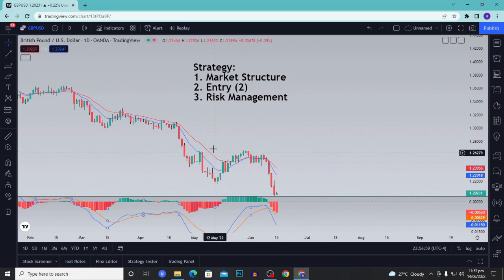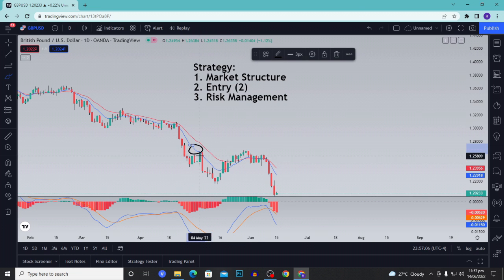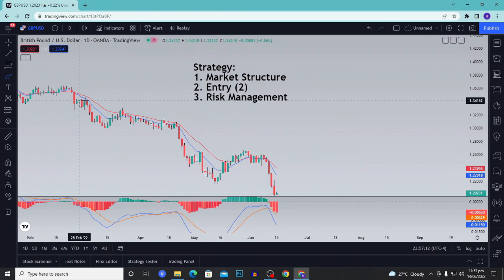So for the EMAs, we have the 20 EMA, which is the red one here, and we have the 10 EMA, or the 10 exponential moving average, which is the blue one. And in a downtrend, I look for the 20 or the red exponential moving average to cross above the 10 or the blue exponential moving average for a down entry or selling entry.